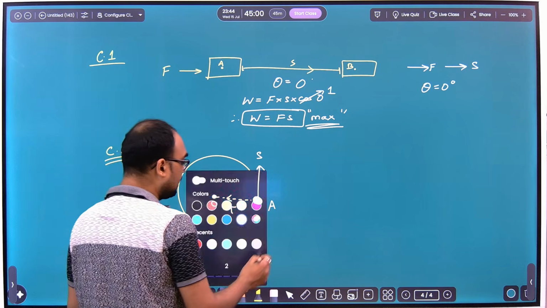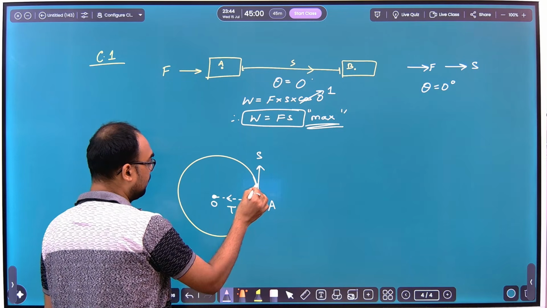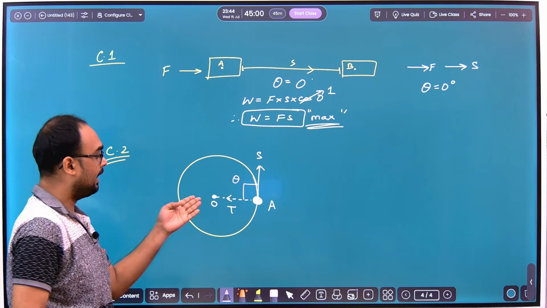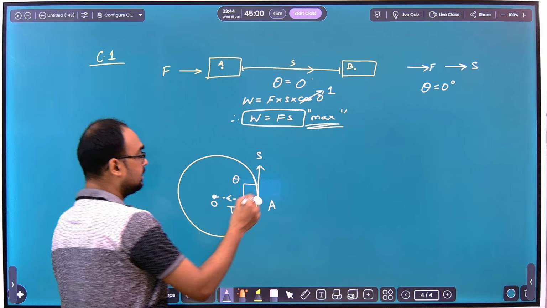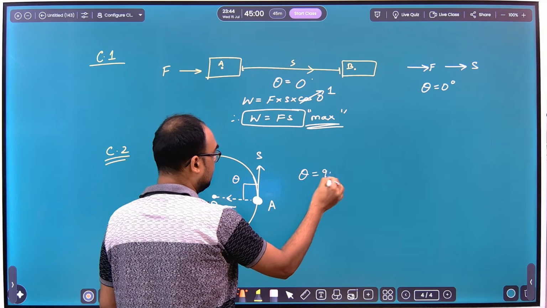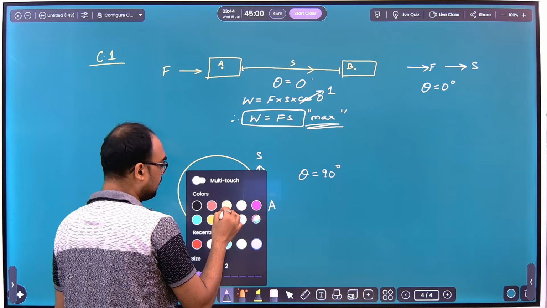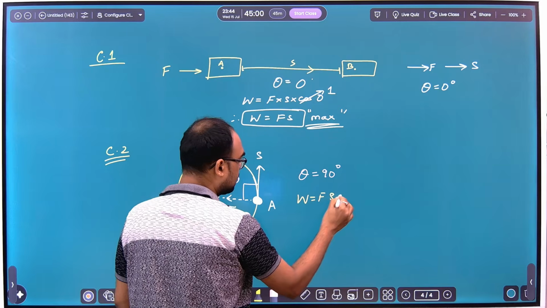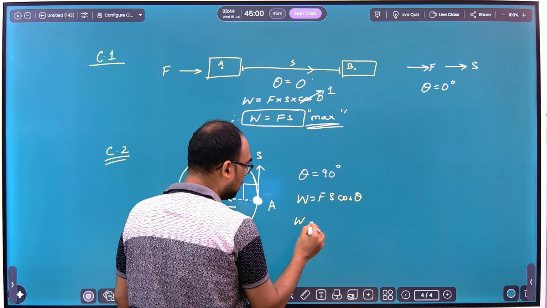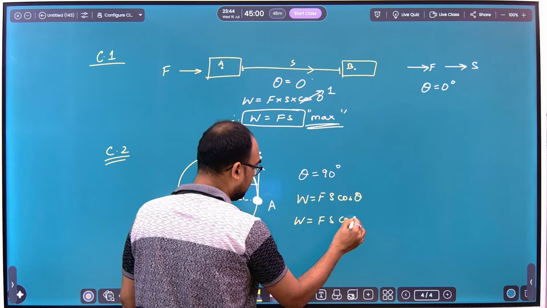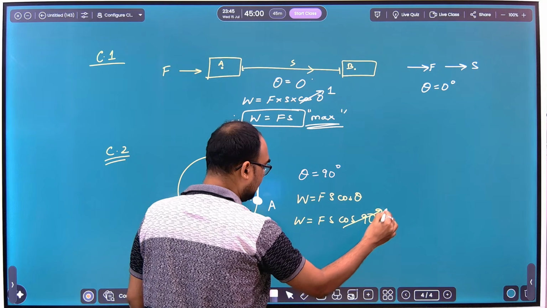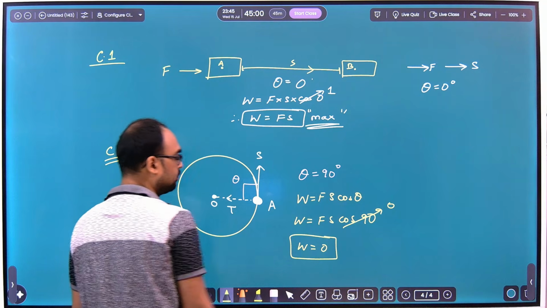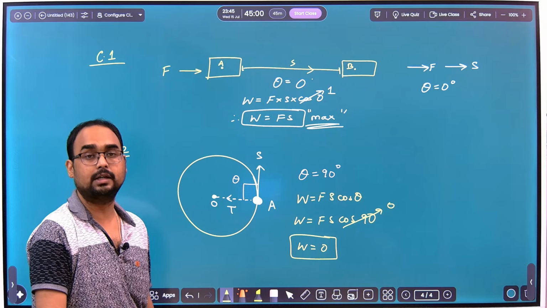So in this case, you can clearly see that there is an angle formed between the displacement and the tension, and the theta value is 90 degrees. So using the formula W equals Fs cos theta, if you put W equals Fs cos 90, we know that cos 90 is 0. So the work done equals 0. Means no work has been done.